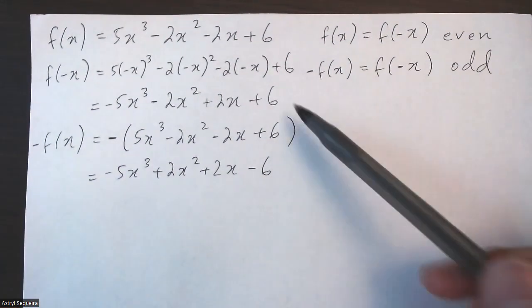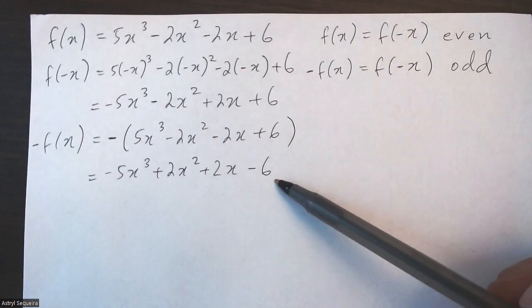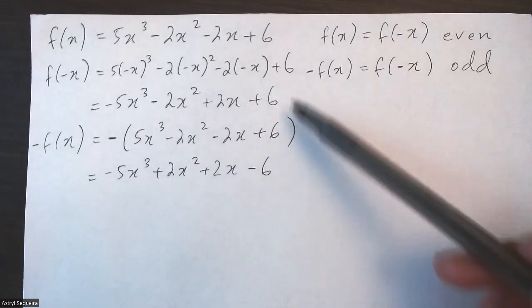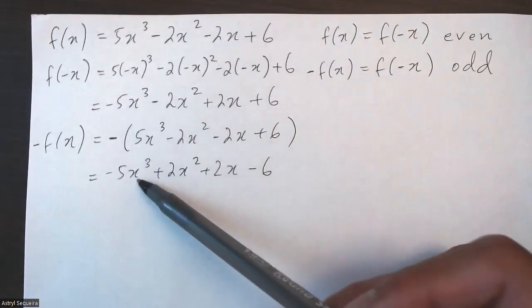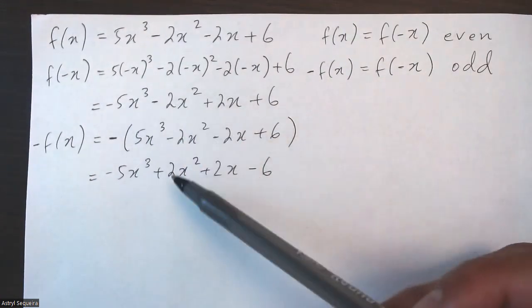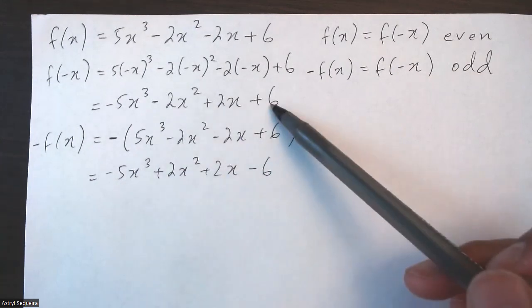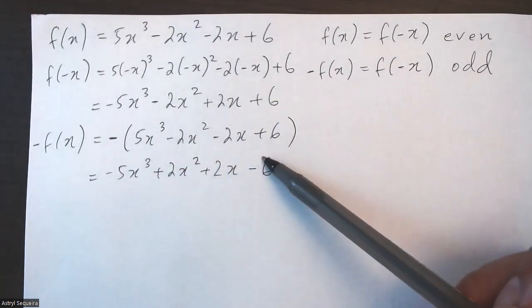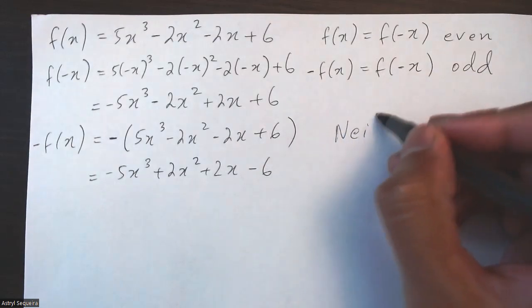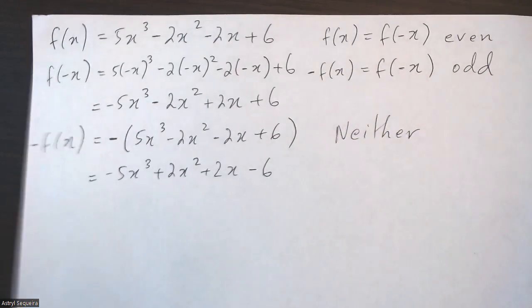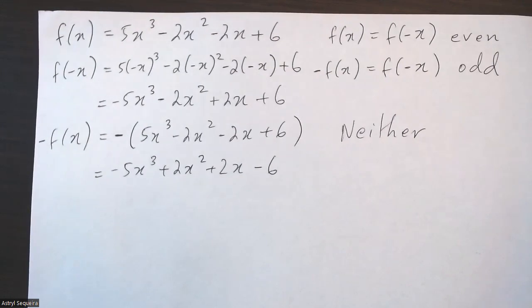Now we're going to compare these two. Never compare the original with this one. There's no point in doing that. I'm going to compare these two. And if these two are the same, it's going to be odd. The first term and the third term are the same, but again, the second term, the signs are the opposite. The last term, the signs are the opposite. So this is also not odd. This is going to be neither even nor odd. Take a look at some more examples.